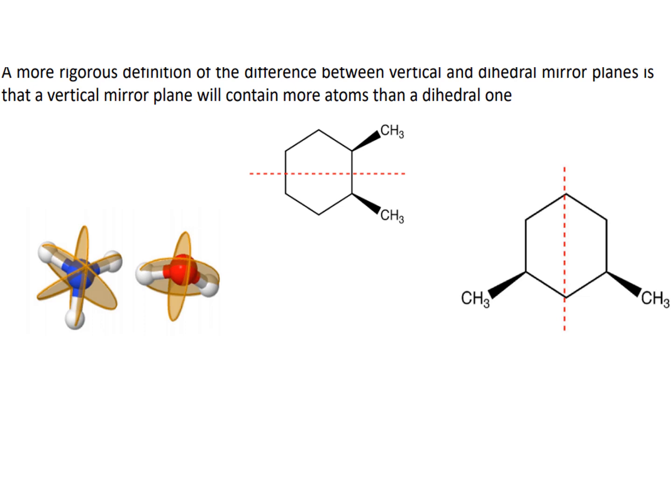Now, in the above definition, we read that a vertical mirror plane will contain more atoms. So the second figure shows a vertical mirror plane, and the first figure shows a dihedral mirror plane. The dihedral mirror plane does not pass through any atoms, rather it passes through some covalent bonds between the atoms, while the vertical plane passes through the carbon atoms. So in the second figure, it cuts through more atoms, so this will be termed the vertical plane.